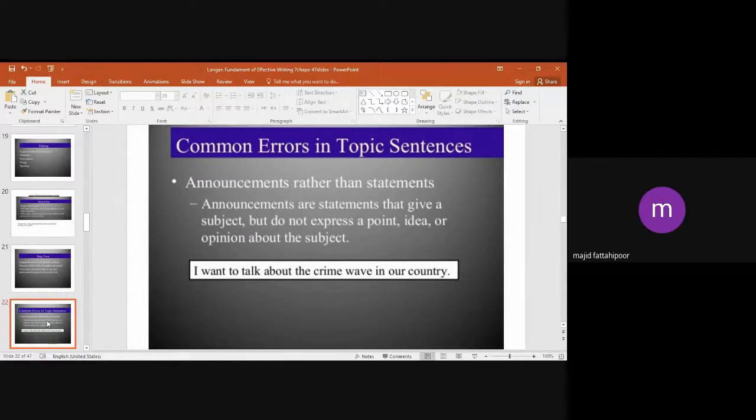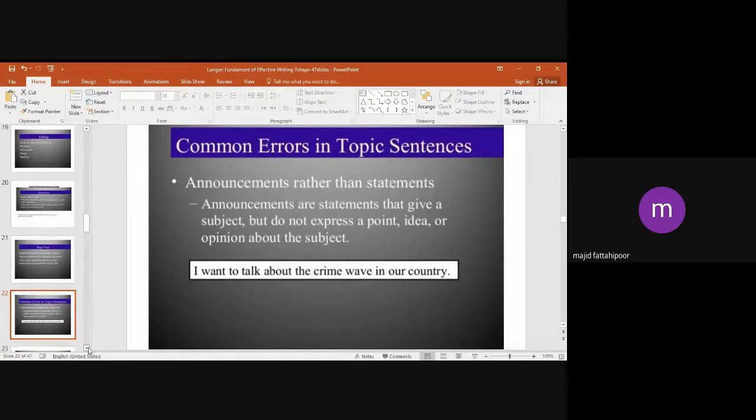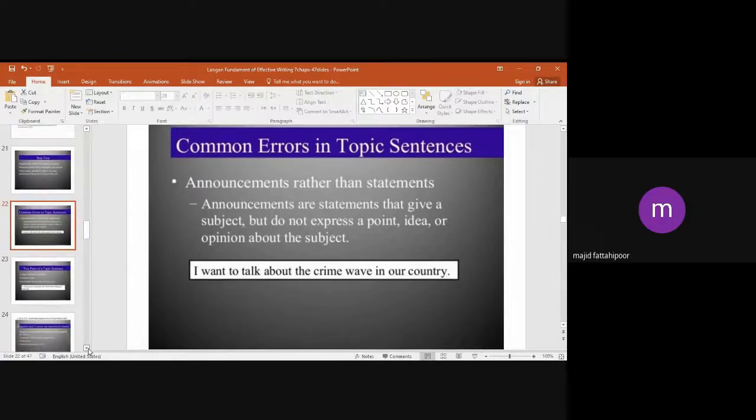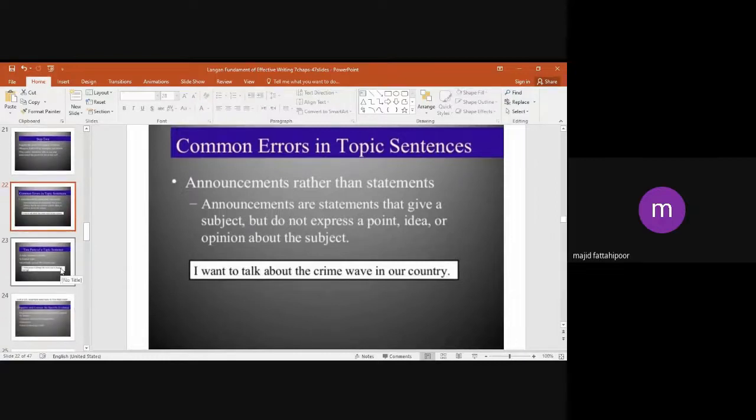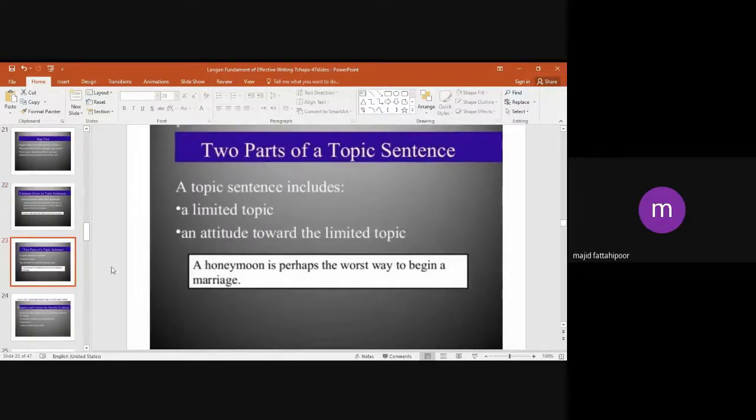Some topic sentences are like an announcement rather than a statement. I've told you before that, for example, I want to talk about the summer, or I want to talk about the crime wave in our country. This is not a topic sentence because you did not express any point, I would say to this student, okay? You did not express an idea or any opinion about the subject. So this is not a good topic sentence because it doesn't have any focus and it doesn't express any point. How can we make it better? You can suggest. But I prefer to show you more slides now.